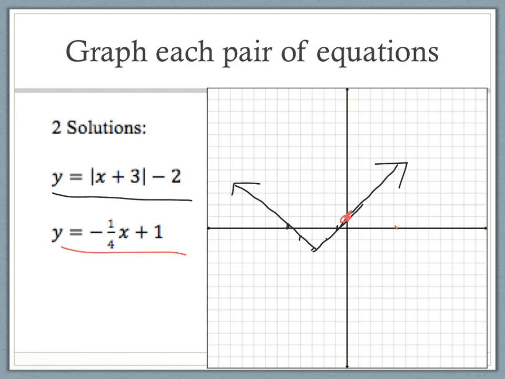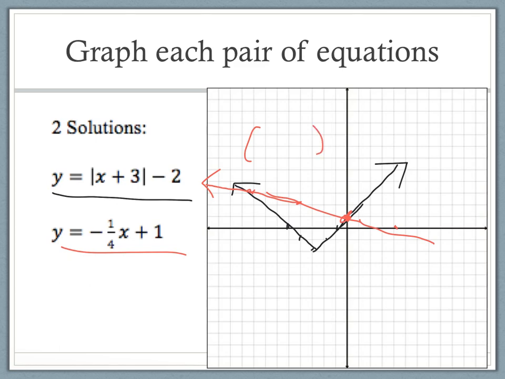You already noticed they already have an intersection point. I'll go up 1 and to the left 4. But if you notice, I do see where they're intersecting. But I'm also going to go up 1 to the left 4 one more time. And I notice that it actually crosses this V, or this black graph, twice. So this one actually has two solutions.